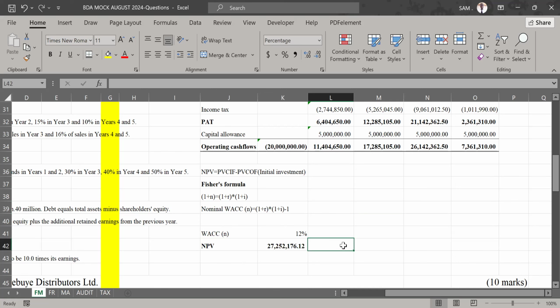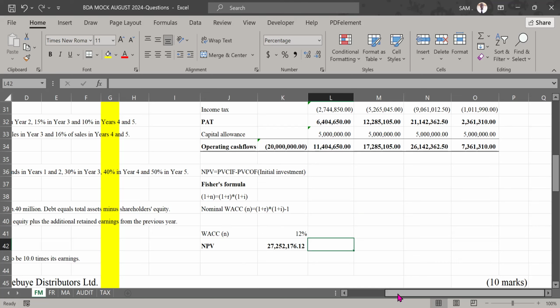Now, if we have a positive NPV, is this project appraisal bringing us a viable output or is it not viable? Yes, this 12% we have worked out as the WACC. Is it to confirm what we have in the question, or what is it?